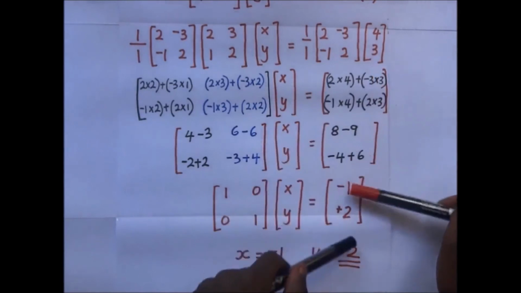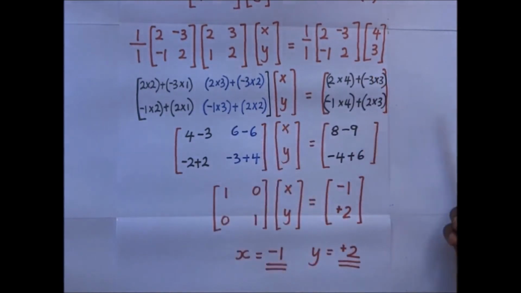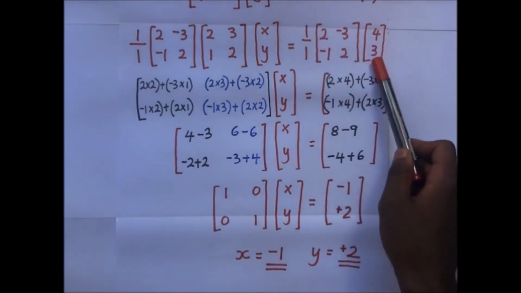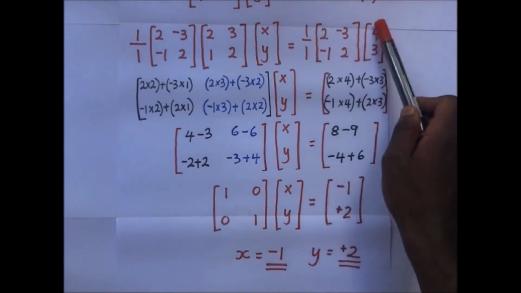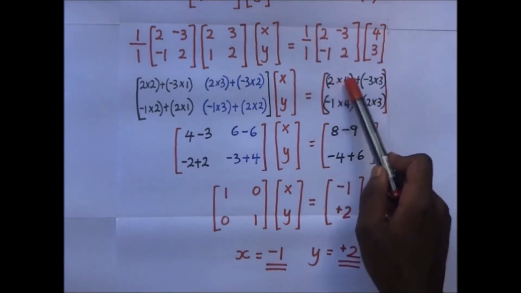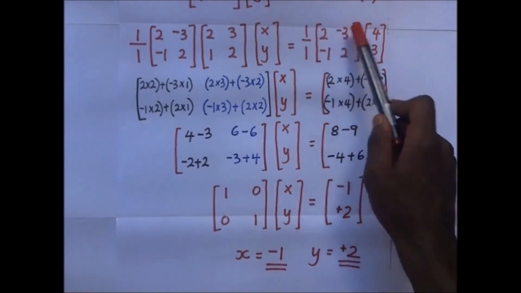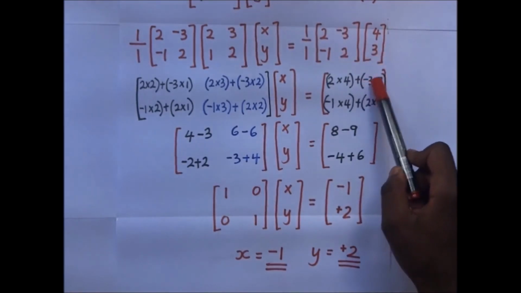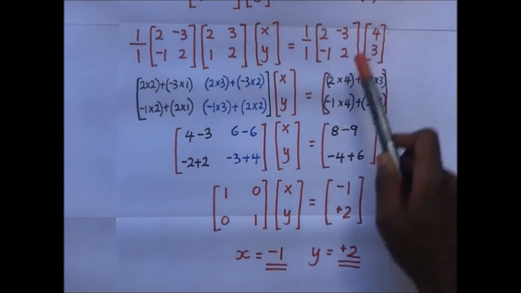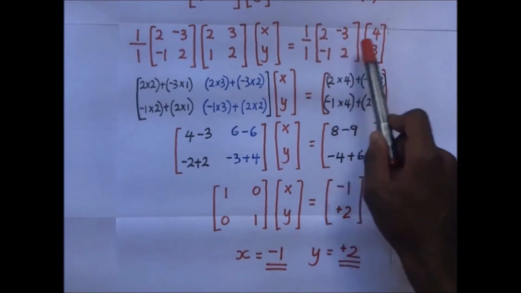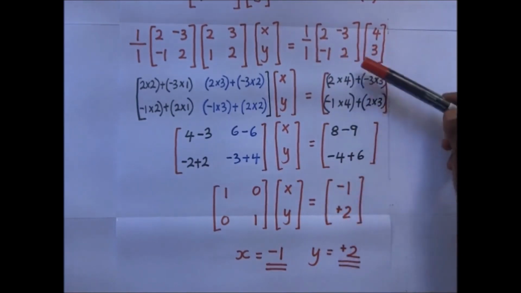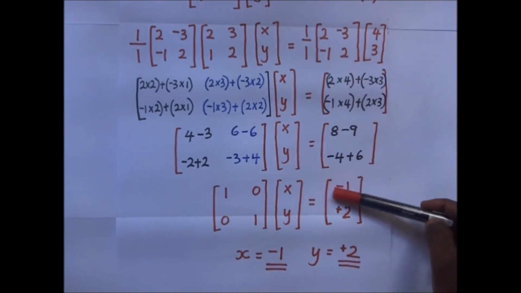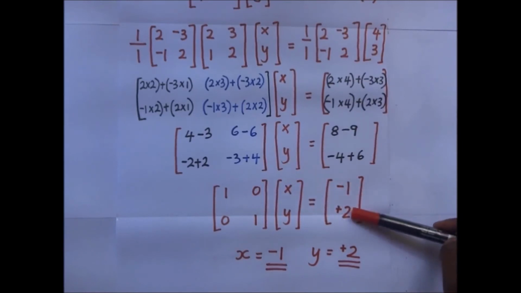On this side of the equation, it's simply going to be matrix multiplication. This row times that column, then this row times that column. 2 times 4, which is that, plus negative 3 times 3, which is that. Then we have negative 1 times 4, which is that, plus 2 times 3, which is that. And then we compute that and we end up with negative 1 and 2.